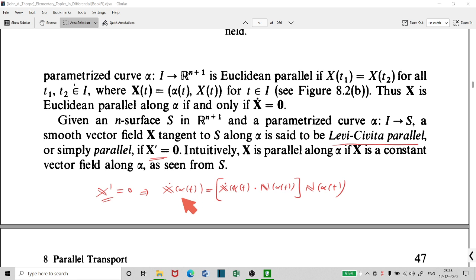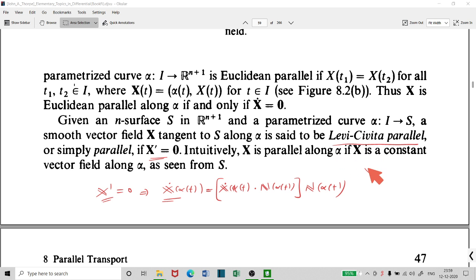Actually, we are projecting this x dot to the tangential plane. So if this is equal to 0, then we have already suppressed it in the tangential space. Tangential space is 0 means the component corresponding to tangent space is 0, so it contains only the normal component. Okay, so this x dot is in the direction of the normal. So this is the requirement of Levi-Civita parallelism.